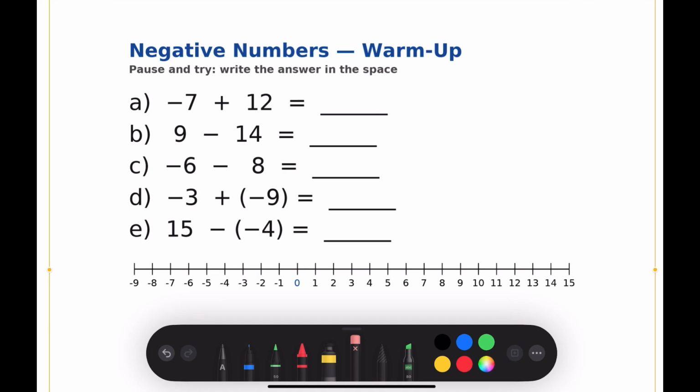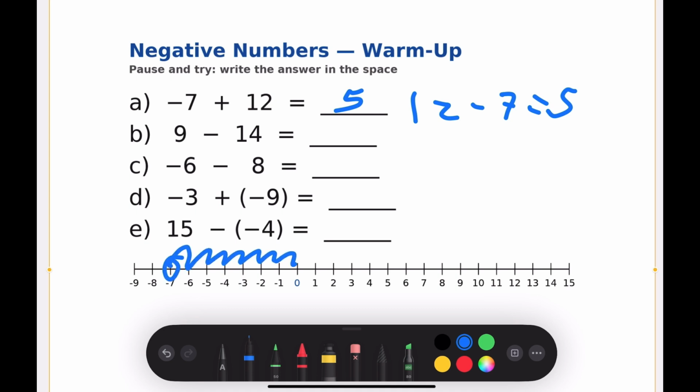So the first question is minus 7 plus 12, but this is the same as 12 minus 7, so that is just equal to 5, so the answer would be 5. However, we can also check this on the number line, so we can do negative 7 and 12, so 1, 2, 3, 4, 5, 6, 7, 8, 9, 10, 11, 12. So that is 5. So the number line is a good way of how to check your answer.